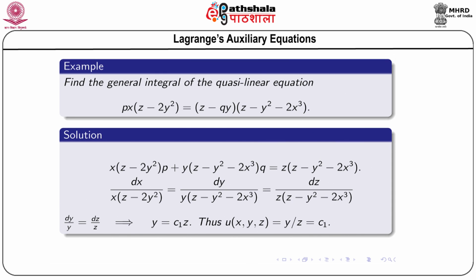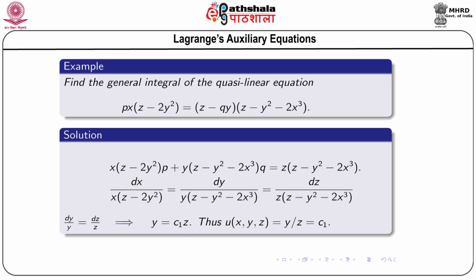Now we shall apply the previous theorem to solve this mathematical problem. In this example, we have to find the general integral of this quasi-linear equation. Now we can write this equation in standard form as some function of x, y, z into p, plus some function of x, y, z into q, equals some function of x, y and z. So, the Lagrange auxiliary equation for this quasi-linear equation is dx by P equals dy by Q equals dz by R.